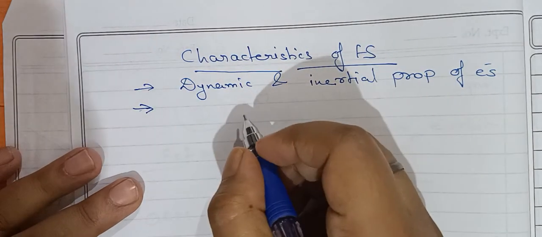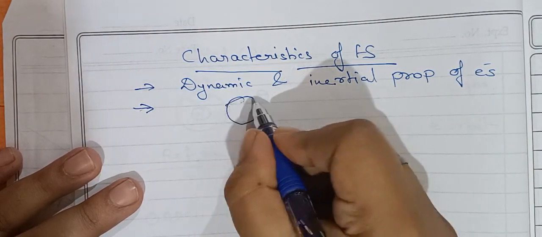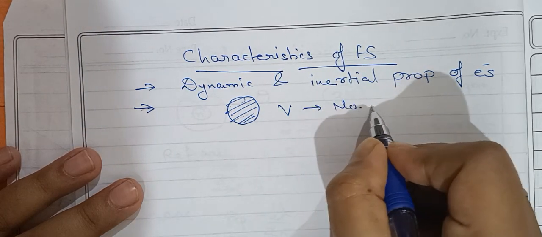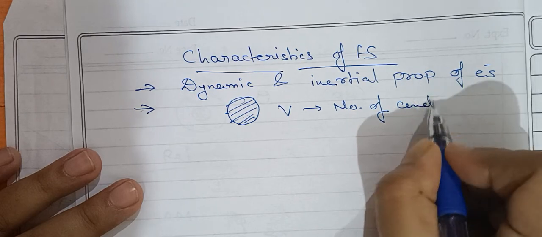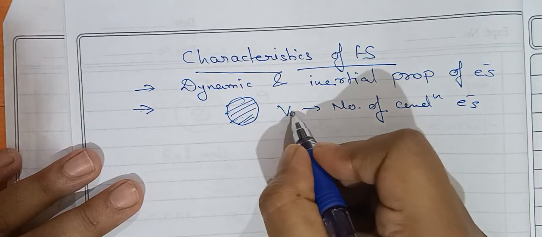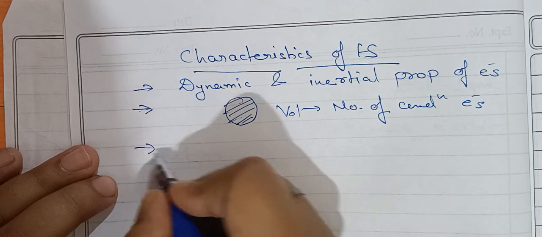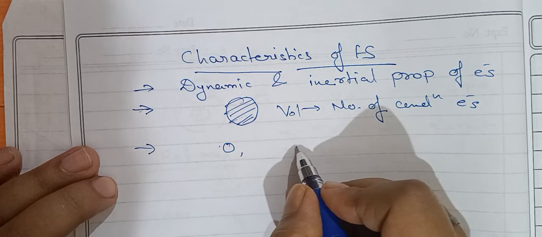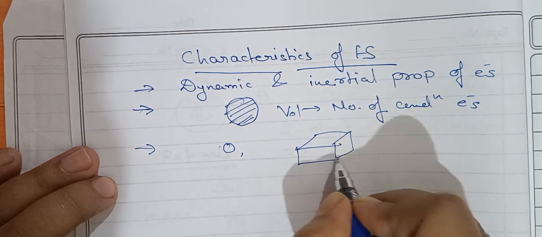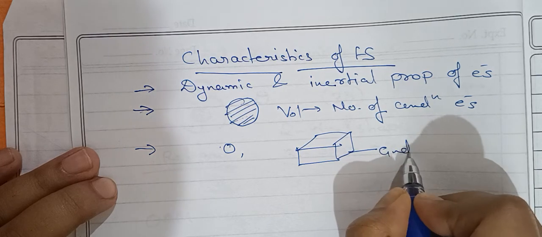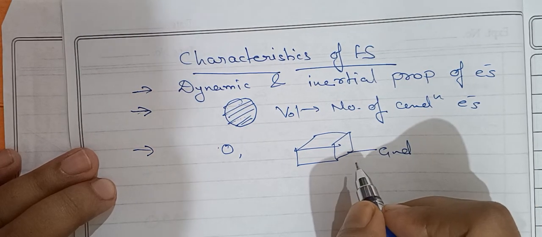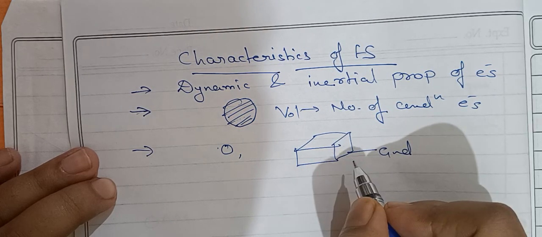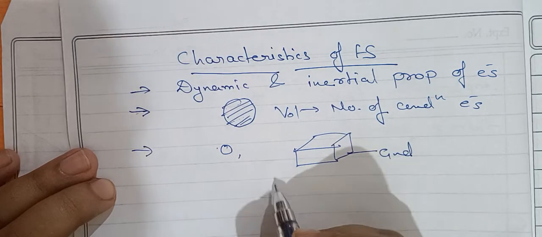Now, the volume of Fermi surface, suppose we are having this Fermi surface, and its volume will represent the number of conduction electrons. Okay, at absolute zero, when the system is in ground state, and no quasi-particles are excited in it, then there will be a boundary between the momentum states that are occupied and those that are vacant.